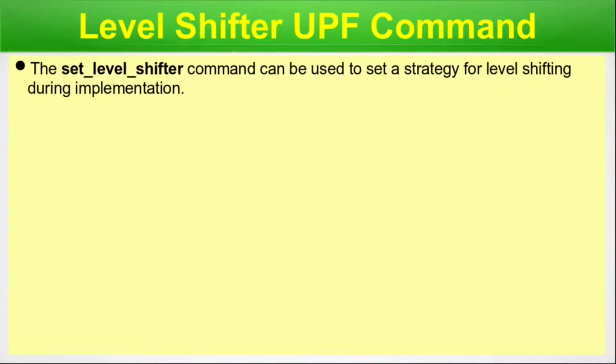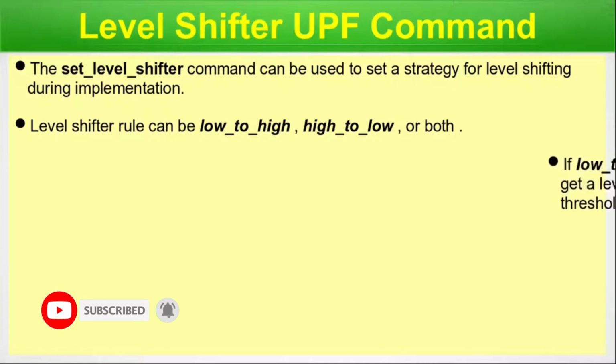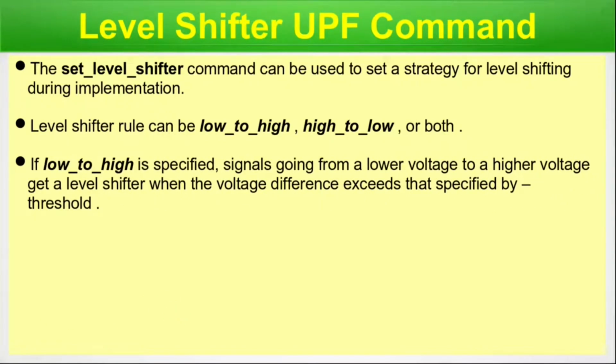The set_level_shifter command can be used to set a strategy for level shifting during implementation. The level shifter rule can be low to high, high to low, or both. If low to high is specified, a signal going from a lower voltage to a higher voltage gets a level shifter when the voltage difference exceeds that specified by the threshold.